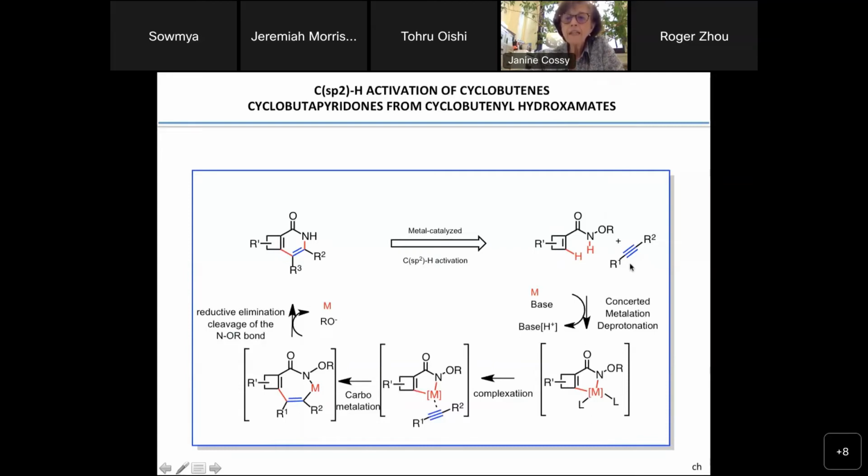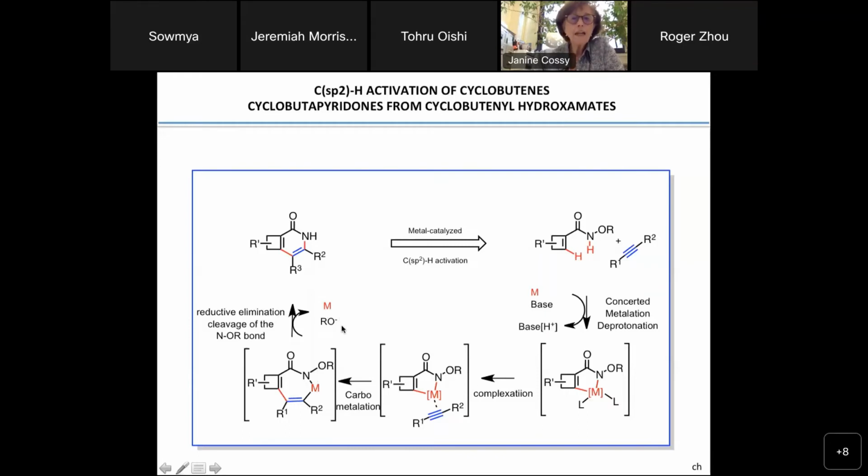And if you have an acetylenic in the reaction media, you will have this metal in here that will complex this acetylenic, and then after carbometallation, we will have the formation of this intermediate, this 7-membered intermediate. And then after reductive elimination and cleavage of this N-O bond, you will have the formation of this bicyclic compound, regeneration of the metal and the base.